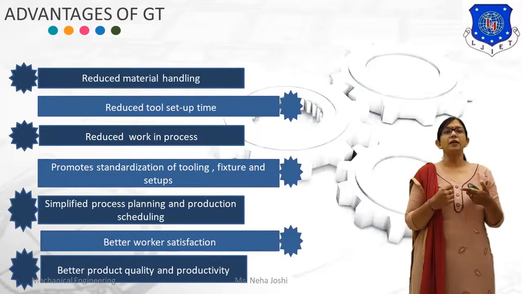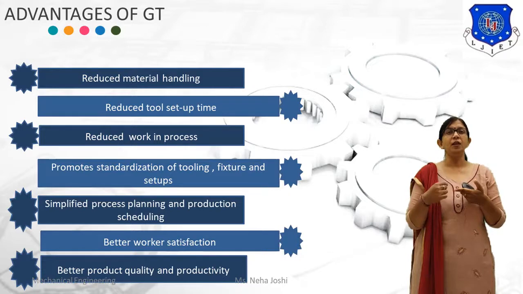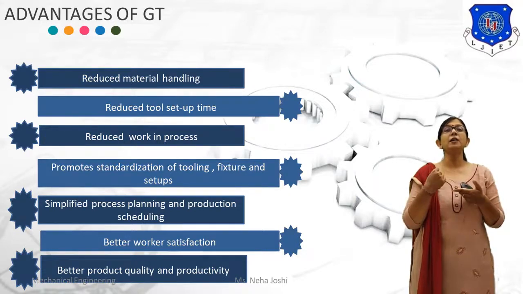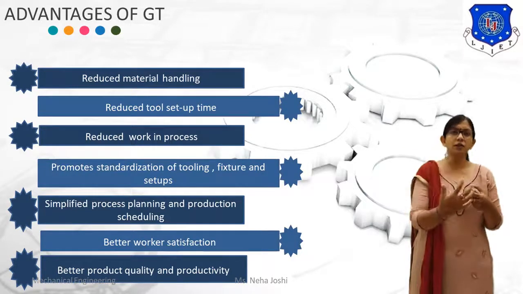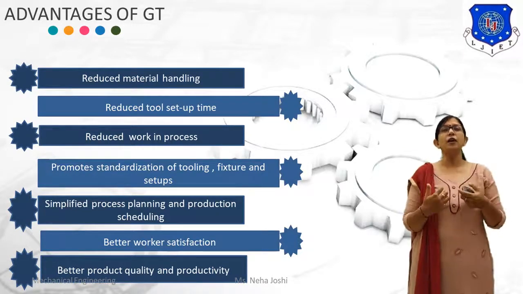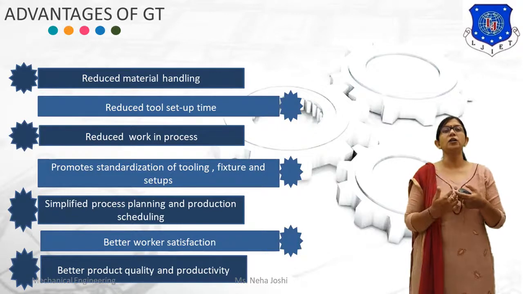Second benefit is reduced tool setup time. Group technology reduces tool setup time, thereby reducing the manufacturing lead time. The third benefit is reduced work in process. Group technology drastically reduces the manufacturing lead time. This reduces the work in process and hence leads to the reduction in inventory of the raw material.